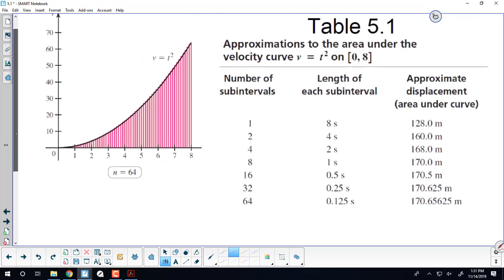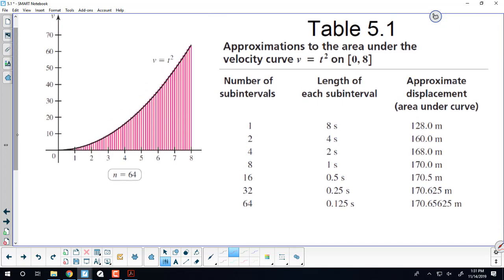So here's kind of the situation. The same curve from 0 to 8 with 64 rectangles looks like this. We computed these two. We used n equal to 2, and then we used n equal to 4. But we could have kept going. And as we keep using more and more rectangles, we see that this approximate area gets closer and closer to the actual area.